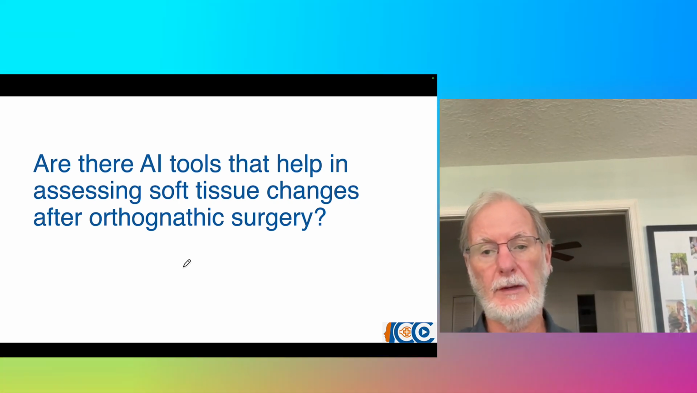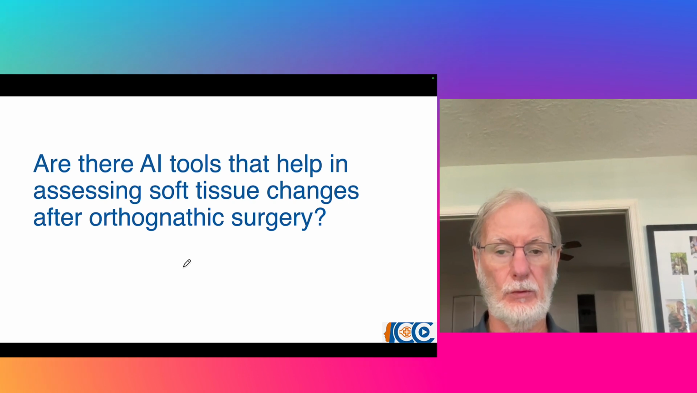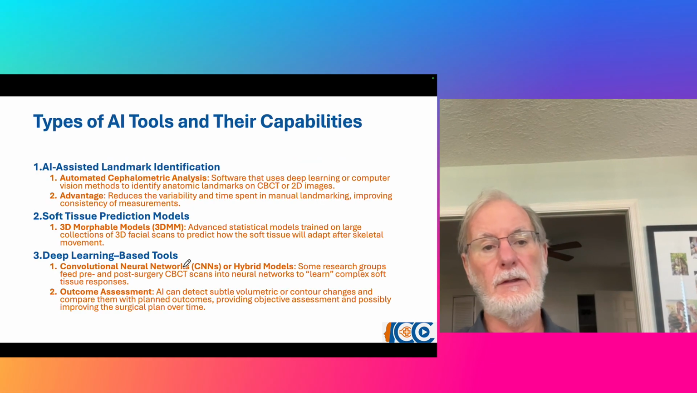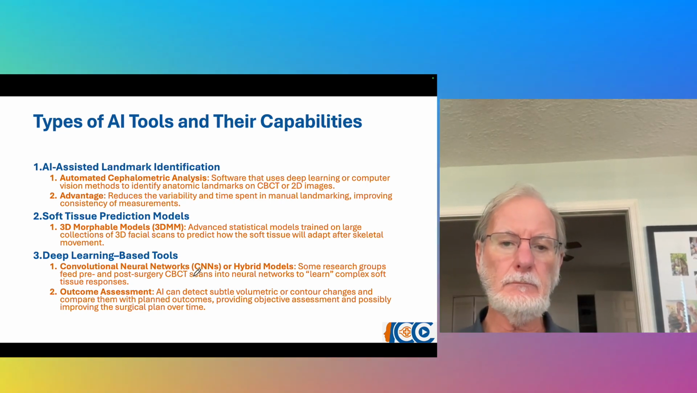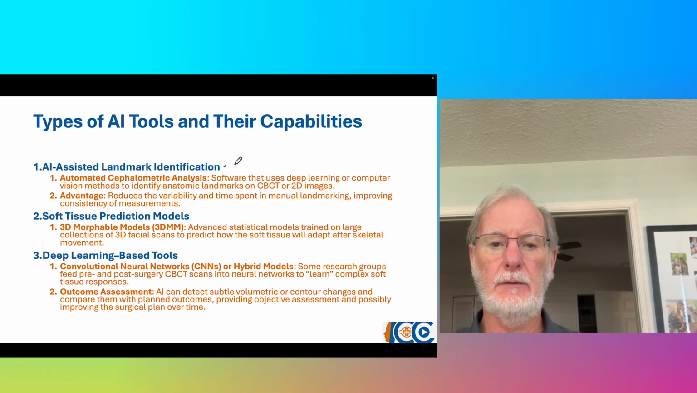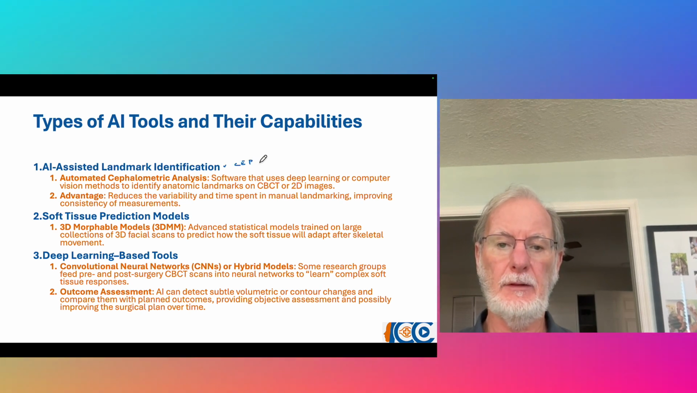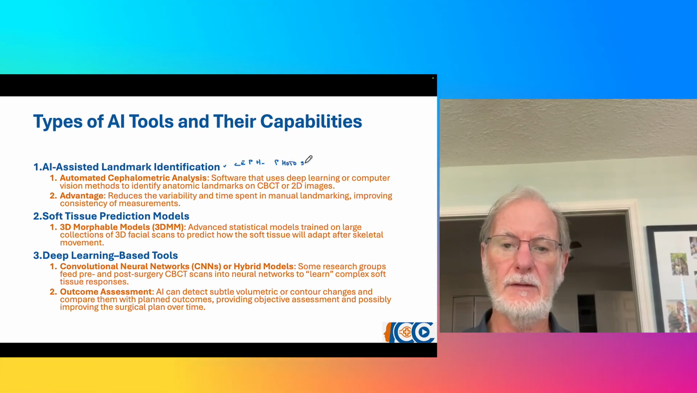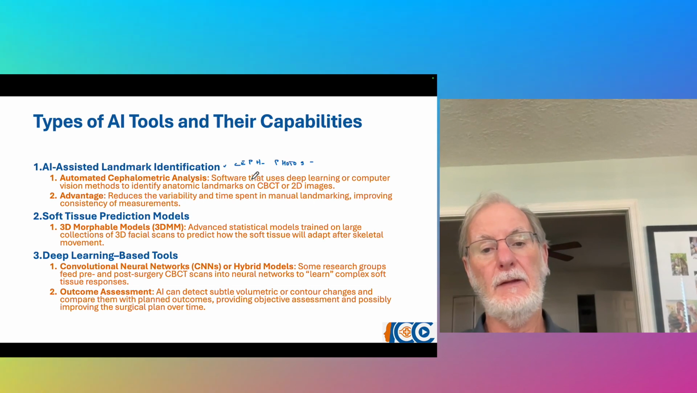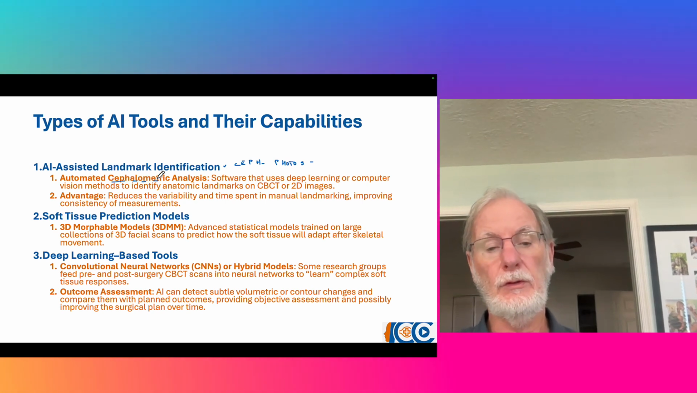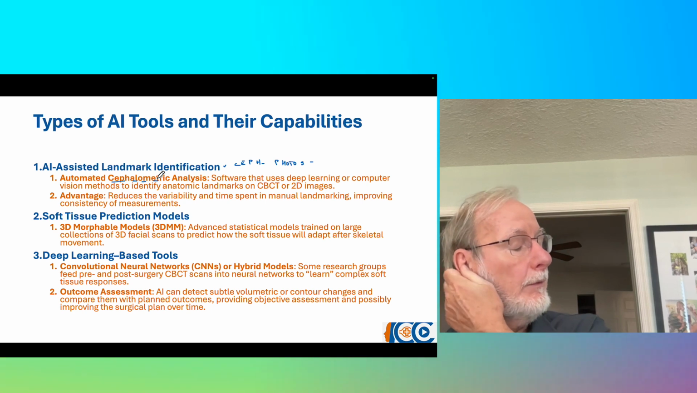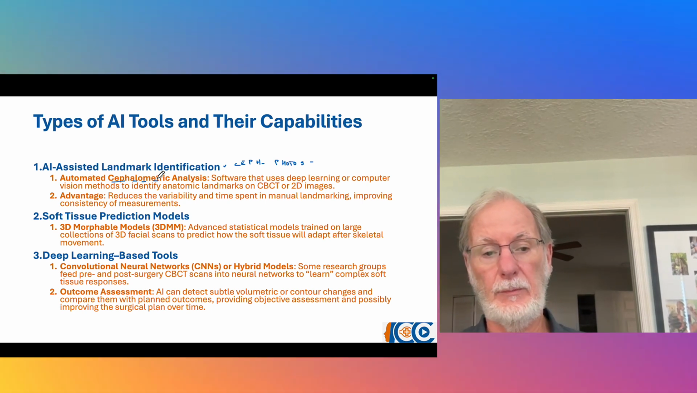Are there AI tools that help in assessing soft tissue changes after orthognathic surgery? This is a paper. Yes, the types of AI tools and their capabilities are there. You can get it in CEFs, you can get it in photos. Nowadays we even have soft tissue scans, so you can get a lot of points that will help you, in this case automatic CEF analysis right here. You can get this software for analyzing CBCT data without any problems.